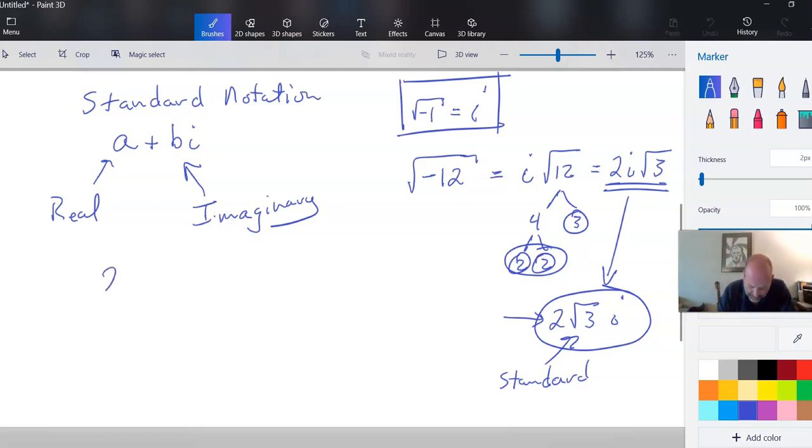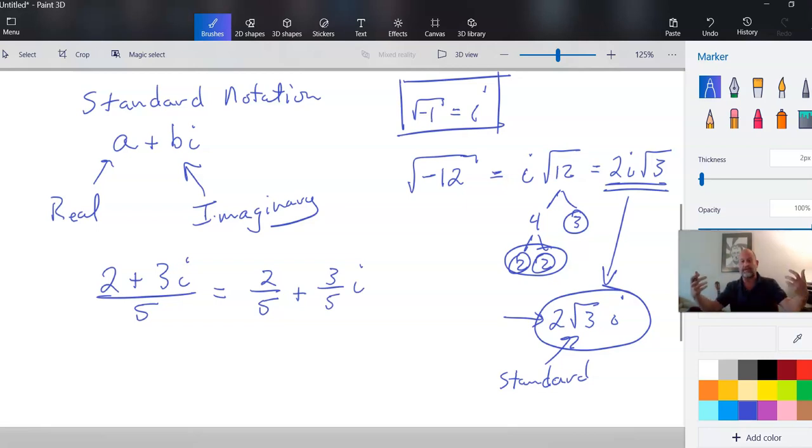So if I have something like this, that is not in standard form. To put it in standard form, what you do is you break this up over that fraction. So it would be 2/5, that's the real part, plus 3/5 i, and this would be the imaginary part. And so you can break complex numbers up into their real and imaginary components.